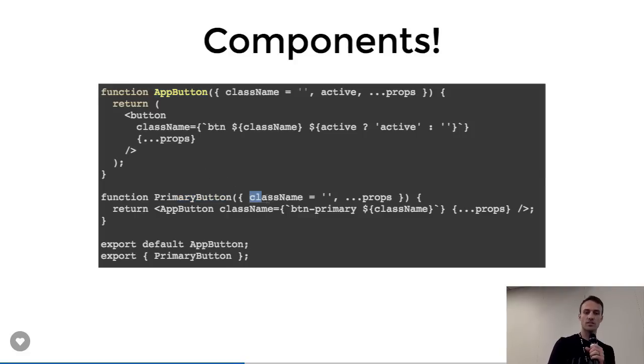And each of these accept a class name. They default to an empty string, and then they pass that class name to the className prop, which ultimately gets applied to the button. So that way, we don't have to worry about the button class or the button primary class or anything. We just reuse these components.